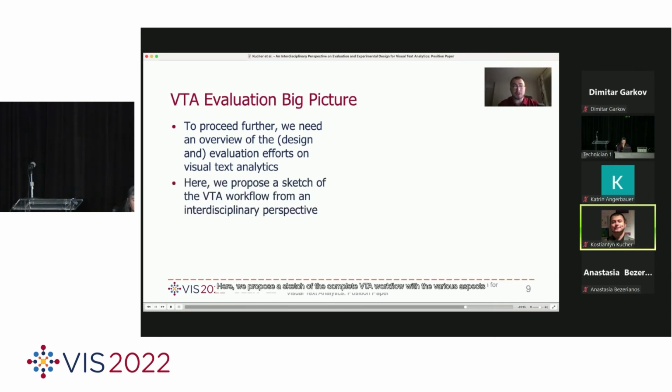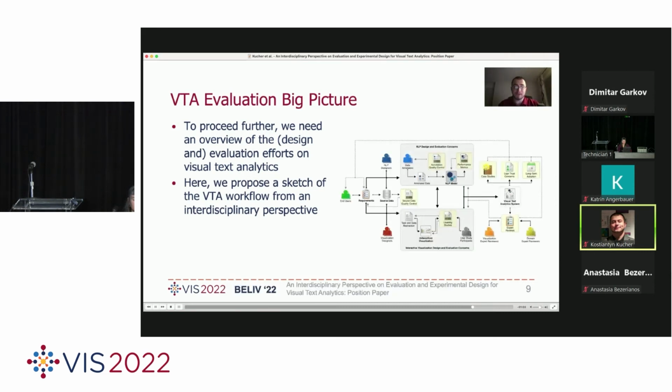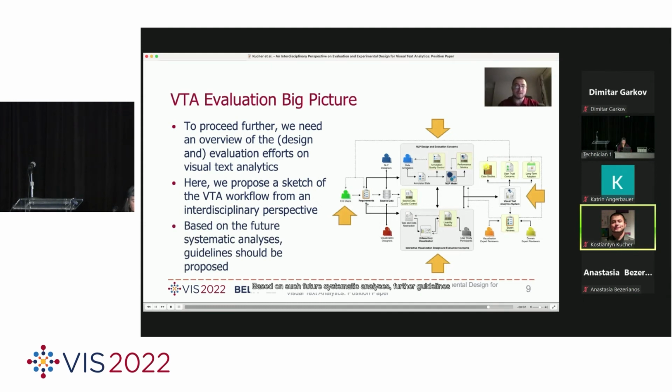Here we propose a sketch of the complete VTA workflow with the various aspects that could be considered for such a systematic analysis of the existing work. This figure is provided in our paper, and there is certainly a lot to take in from this figure, but the main points, once again, are to consider the users, the NLP concerns, the visualization concerns, and finally, the complete visual text analytic solutions. Based on such future systematic analysis, further guidelines for VTA design and evaluation could be developed.